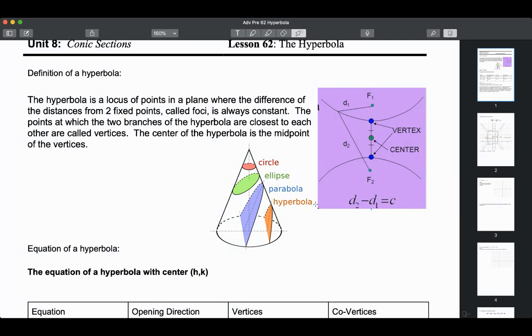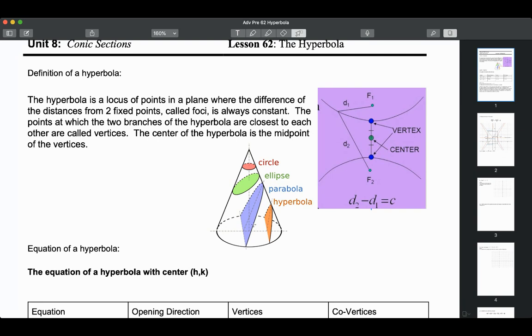So we've seen conic definitions and locus of point definitions of our first three conics, the circle, the ellipse, and the parabola, and today we're going to talk about the hyperbola. So there's a few differences between a hyperbola and a parabola.